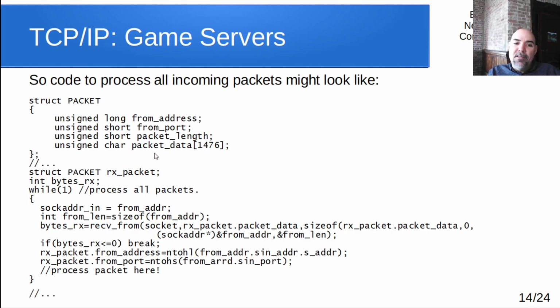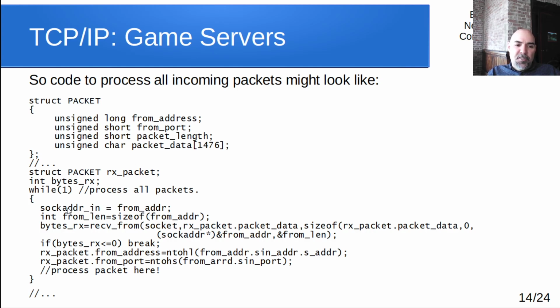So this is going to be the payload. It's going to go into this packet_data variable. And then I'm going to store the length of that, how much of this is actually viable data. And then I have who it came from and what port they were on. All right, so to do that, here's a while loop that's going to just process all of the packets that I have.